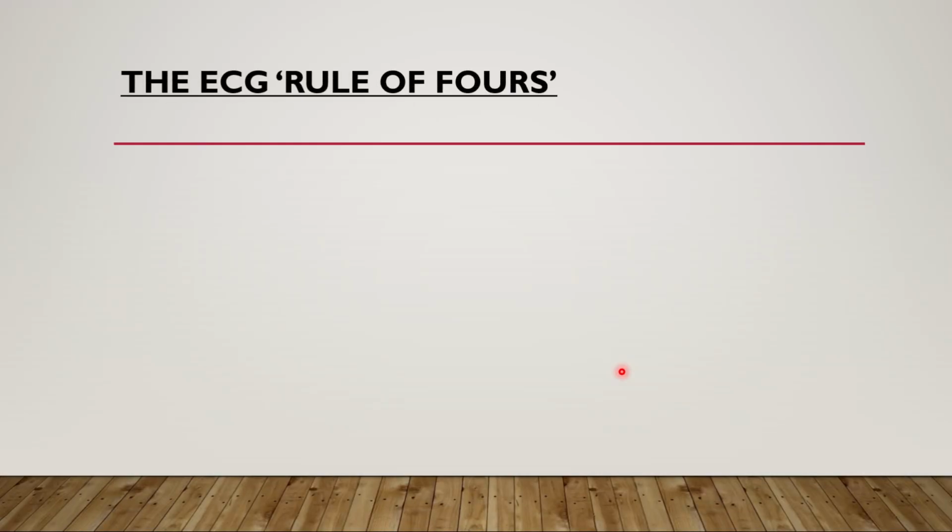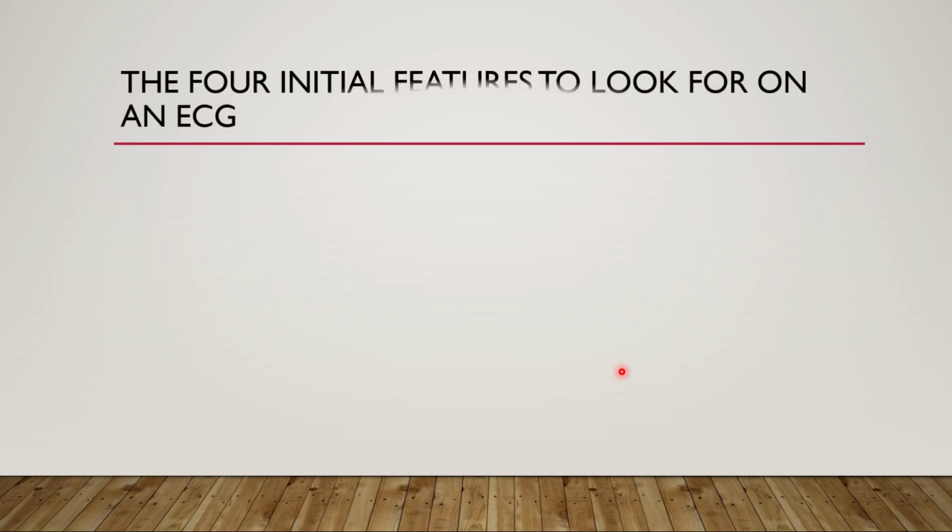Now, whenever you are interpreting an ECG, you must keep in mind the rule of four. You should look for four initial features, four waves, and four intervals. Now we will study them one by one. First is four initial features on an ECG. The first and most important is history and clinical picture.